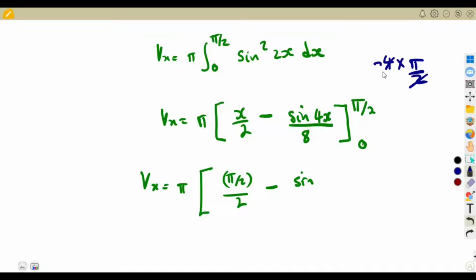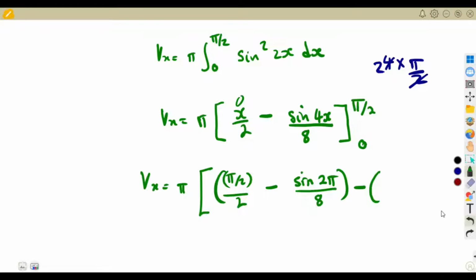This will cancel and be 2 pi. So this will be sine 2 pi instead, sine 2 pi over 8 like this. All right, that's for the upper limit minus the lower limit.